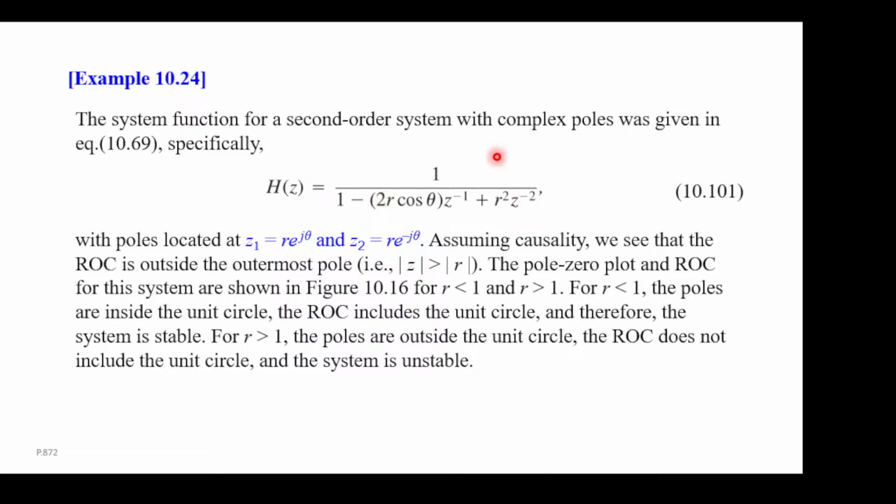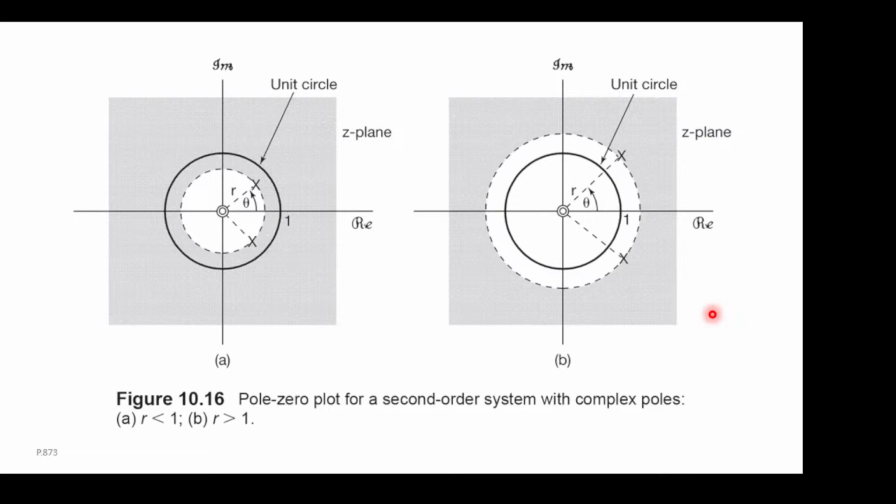Well, obviously this doesn't include the ROC, so we need to use more conditions to solve for the ROC. So maybe let's say we assume initial rest condition and we have causality. So if we have causality, then as we know, the ROC should be outside a circle. Okay. And so the pole-zero plot will look like this.